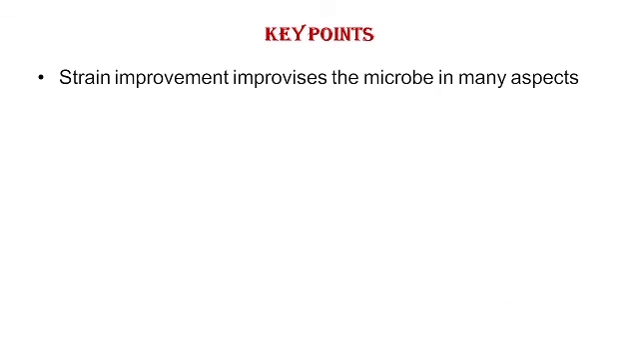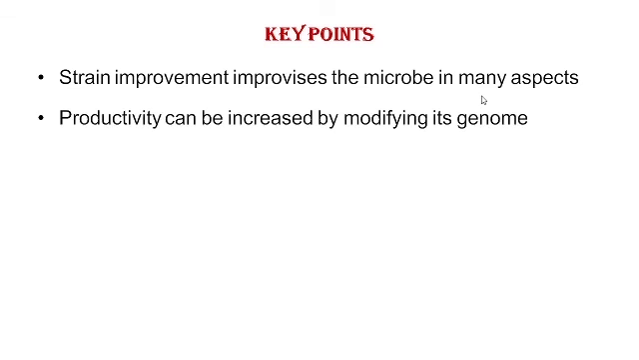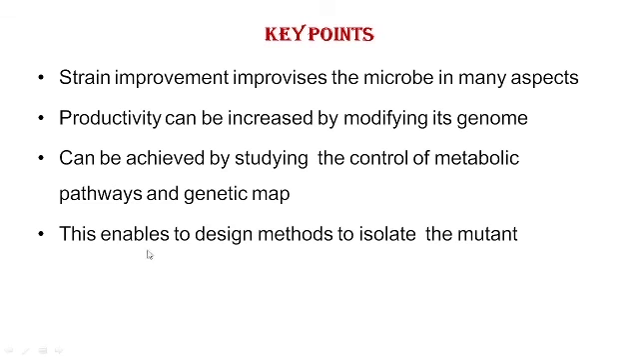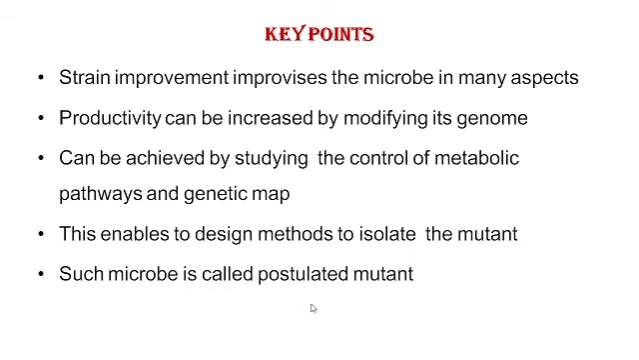To summarize the key points that we have studied in this lecture, the strain improvement program improves the microorganism in many aspects, or in the aspects which we desire. The productivity can be increased by modifying its genome, by mutagens, or by recombinant DNA technology. It can be achieved by studying the control of metabolic pathways and the genetic map, which enables us to design the methods to isolate the mutant also. Such microbes are called postulated mutants.